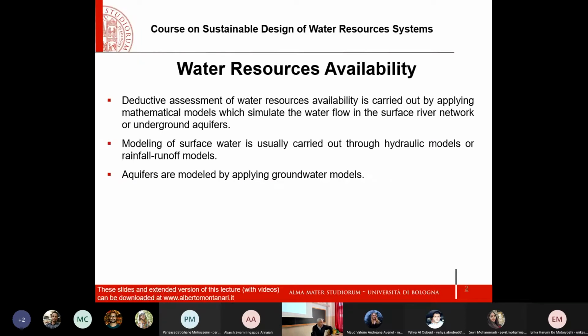So again, let's refer to surface water first. And what do we need if we want to adopt a deductive approach? First of all, why do we decide to take a deductive approach? Typically when we don't have data. When we have data, we prefer the inductive approach in engineering.